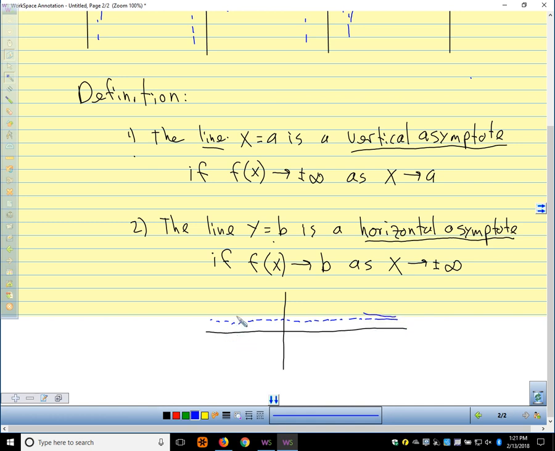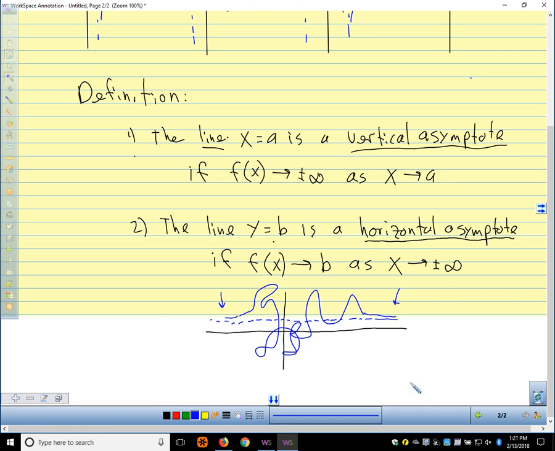Eventually, my function gets close to this line. In between, so we're interested in what's happening here, in between, our function can do all kinds of stuff. We don't care. All we're interested in is what happens as x gets really, really big this way, or x gets really, really big that way.